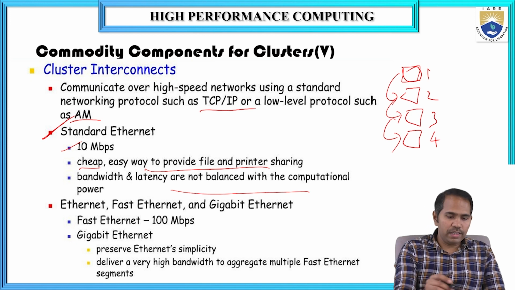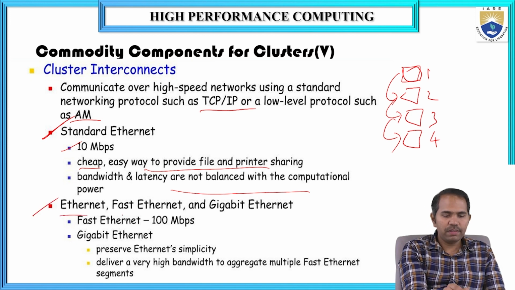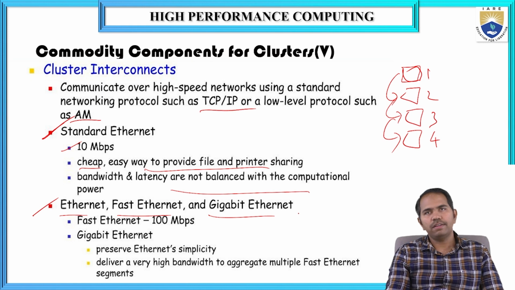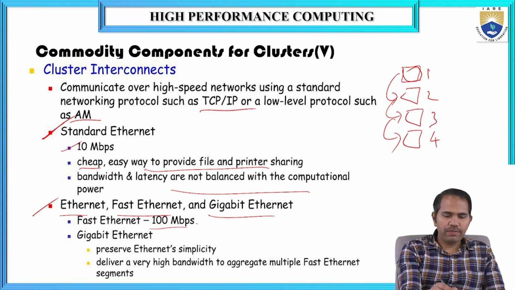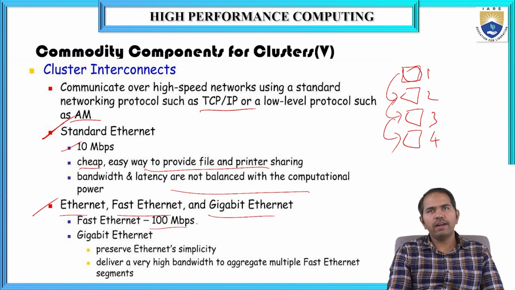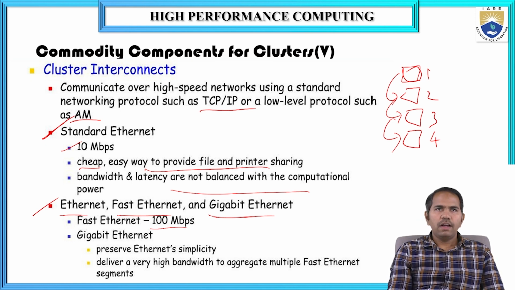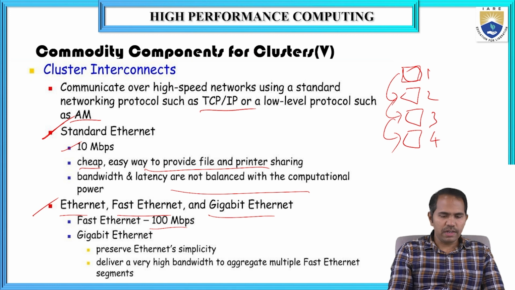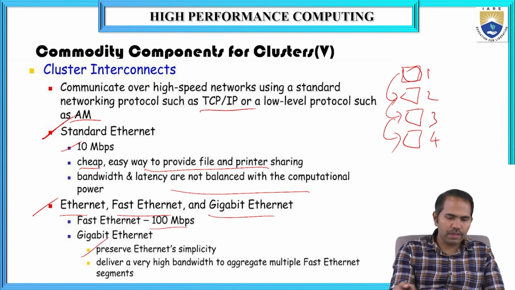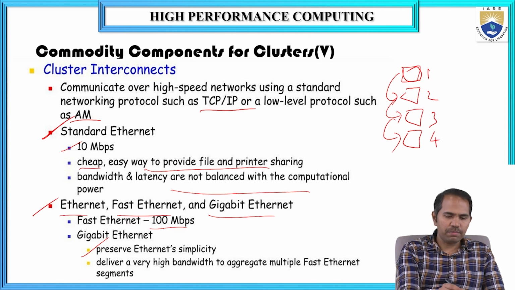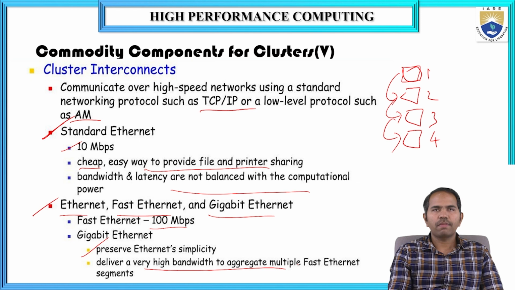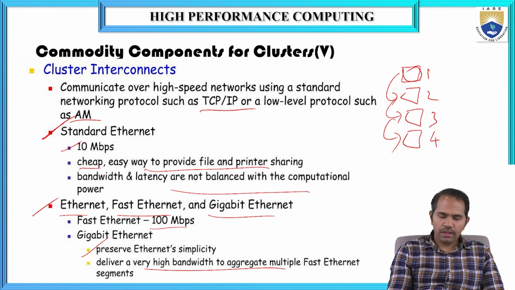And the next thing is fast Ethernet and gigabit Ethernet. Fast Ethernet is used at 100 Mbps. And gigabit Ethernet preserves Ethernet simplicity and delivers a very high bandwidth to aggregate multiple fast Ethernet segments. So this talks about cluster interconnects.